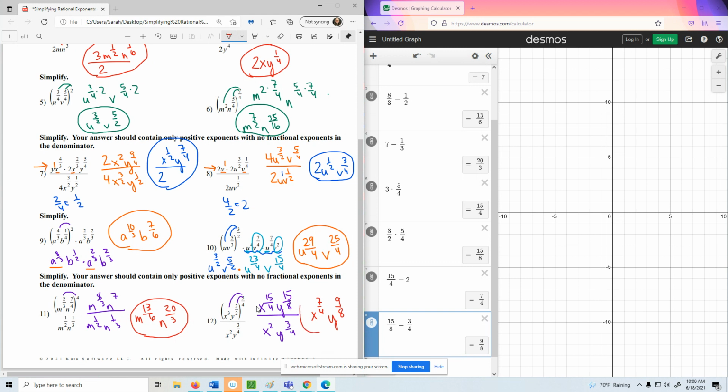So really, it's things we've done before with exponents. We just now have fractions involved. Feel free to use Desmos to do your fraction stuff so you're not spending a lot of time doing lots of fraction operations by hand.